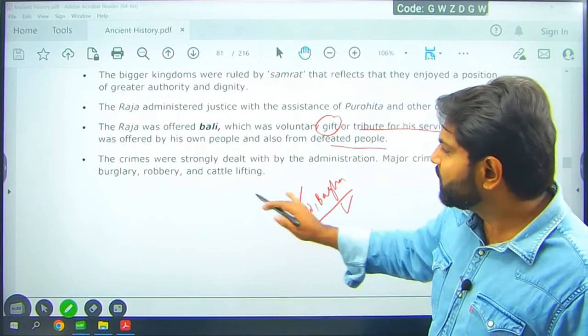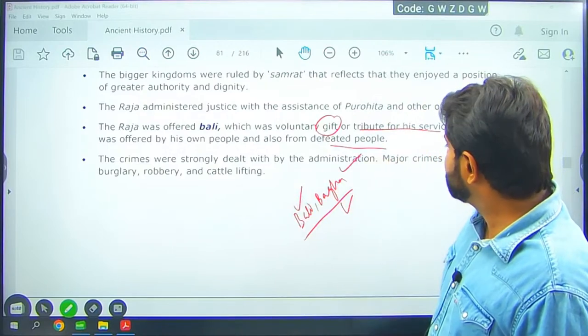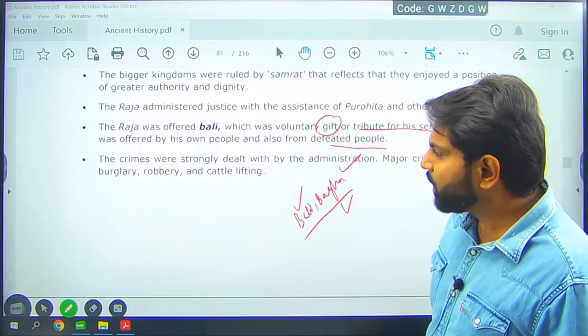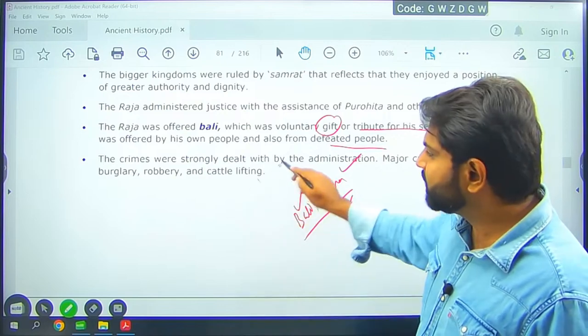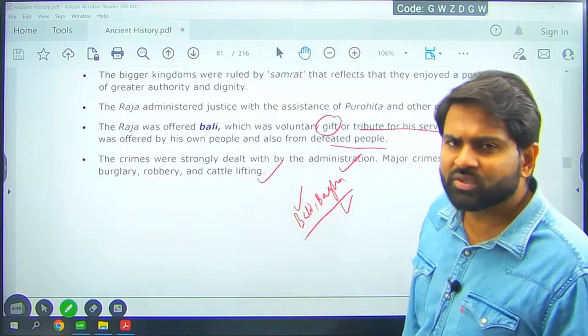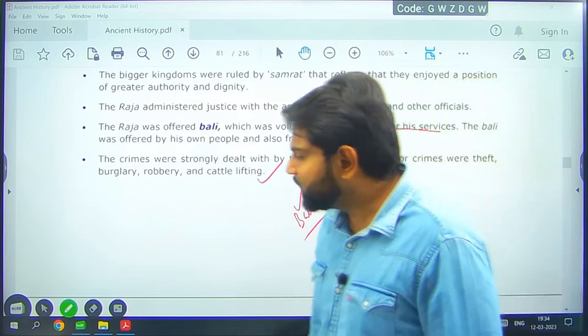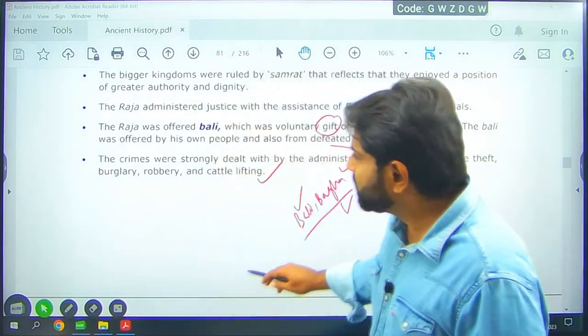Crimes were strongly dealt with by the administration. Major crimes were theft, burglary, robbery and cattle lifting. These, as you see, were the assets. Grains were assets. Similarly, domesticated animals were assets. So these are the major crimes.